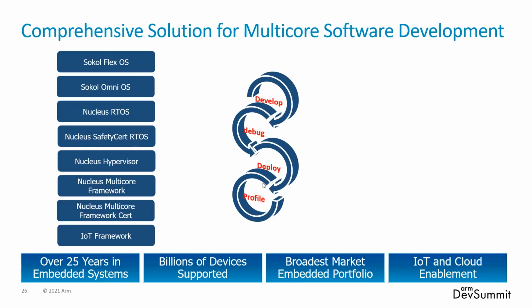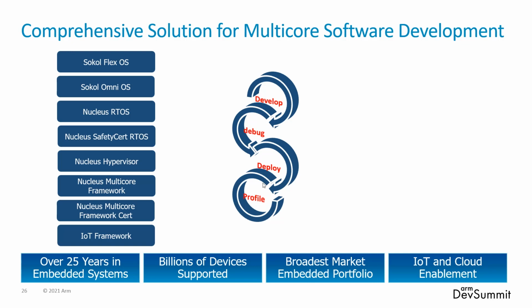So with all that, here at Siemens Embedded, we do have a comprehensive solution for these really complex multi-core projects. We have our Sourcery suite of Linux distributions, with our Sourcery Flex OS, which is a Yocto-based distribution, and our Omni OS, which is a Debian-based solution. We have our tried and true Nucleus real-time embedded operating system, as well as its functional safety version. So if you have functional safety needs for ISO 26262, IEC 61508, IEC 62304, or DO-178, Nucleus SafetyCert can help you out.